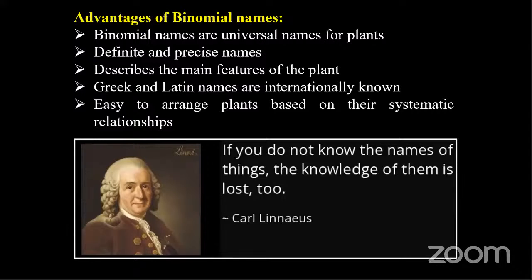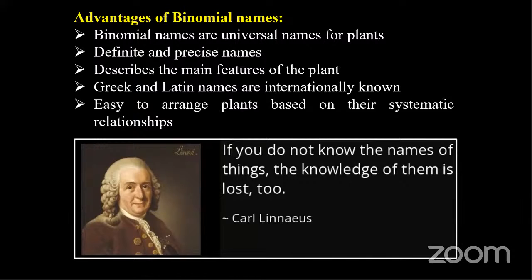Now, what are the advantages of binomial nomenclature? Actually, binomial names are universal names for plants. They are definite and precise. They are very short and precise, and that's why they are very easy to remember. They also describe the main feature of the plants. The phrases included within them directly carry meaning about certain important characters of a plant.